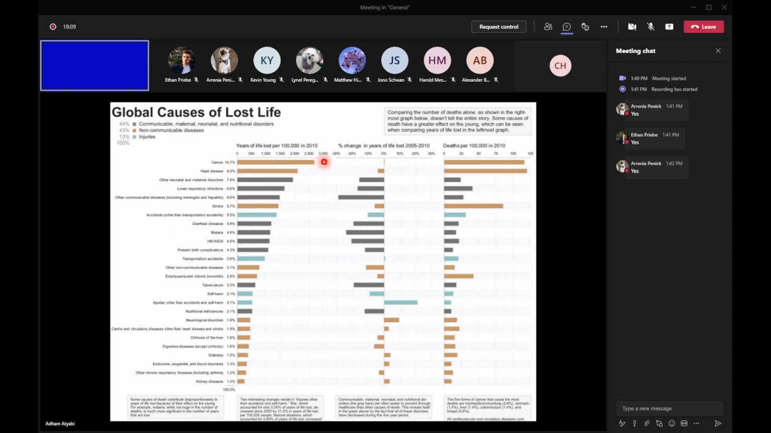This is on a scale of 0 to 3000. This is on a scale of minus 30% to 30%, and this one is on a scale of 0 to 125. So the amount of difference between these two in this category has nothing to do with the amount of difference between these two in this category.